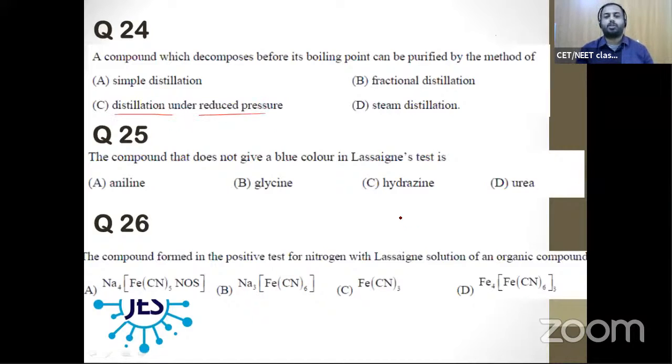Distillation under reduced pressure. Please remember, a liquid boils when its vapor pressure reaches atmospheric pressure, the temperature at which vapor pressure becomes equal to atmospheric pressure.